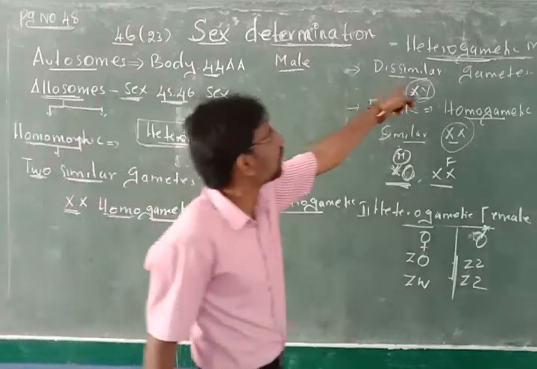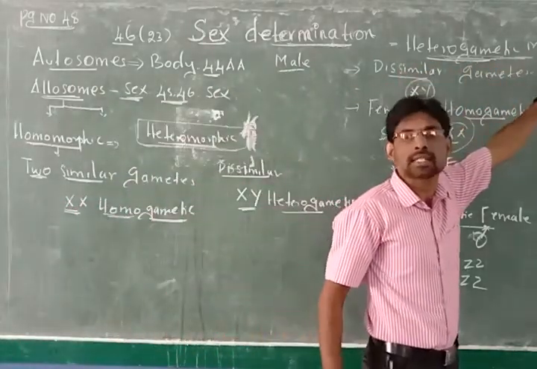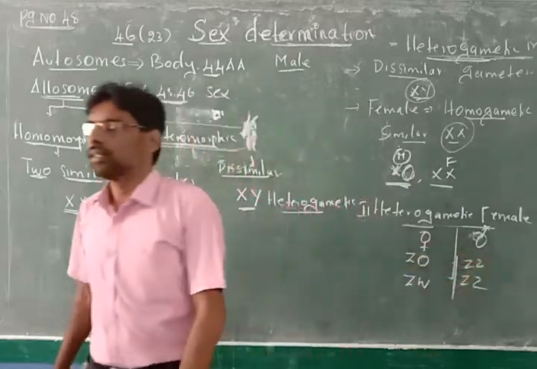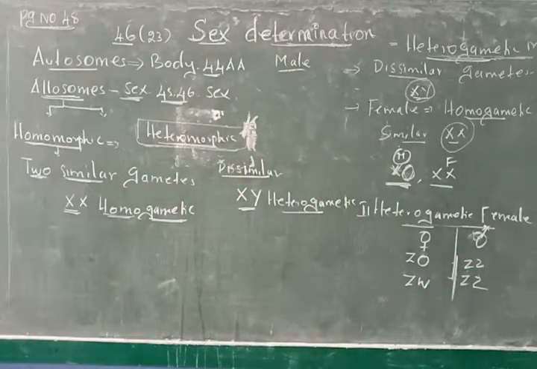Why? Because here heterogametic male decides the sex of the individual, whereas here heterogametic female decides the sex of the individual. This much you are clear? Right. Just go through your book for 2 minutes.